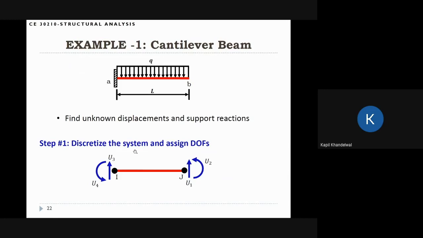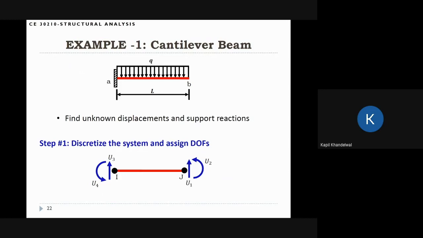So let's start with the process. The first step is always to discretize the system and assign the degrees of freedom. In this case, we just discretize into one element because there is just one element here. We're going to say that this end is I, this end is J. Then we assign the degrees of freedom. I'm going to assign the free degrees of freedom first. This is the first degree of freedom because this is free. The second free degree of freedom is the rotation. Third and fourth are the fixed degrees of freedom. So there are two free degrees of freedom, U1 and U2, and U3 and U4 are fixed.